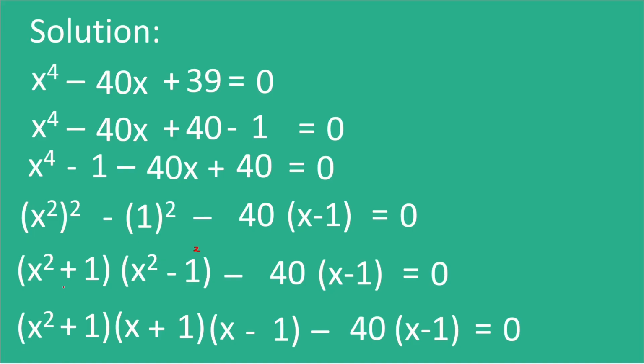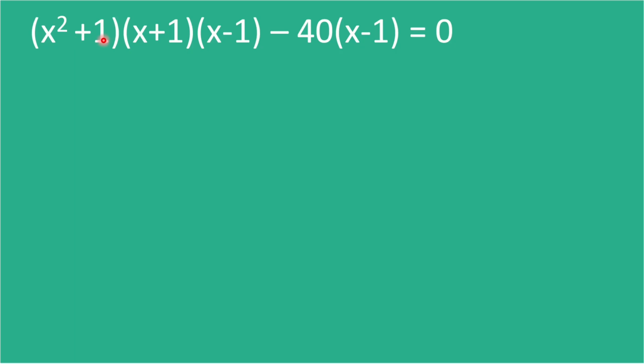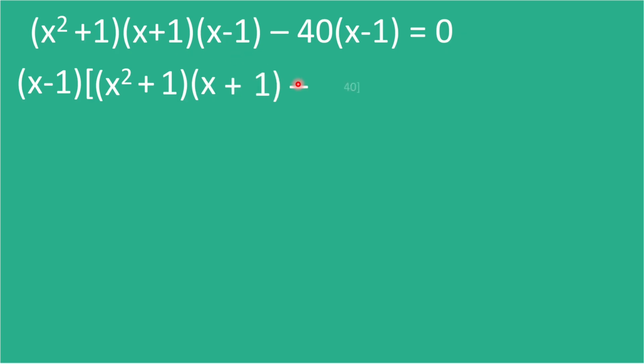And now in the next step, in this equation we can take x − 1 as common from here. This x − 1 is here and x − 1 is here, so we will take x − 1 as common. Then we will have (x² + 1)(x + 1) − 40 equal to 0, because here we have taken x − 1 as common.